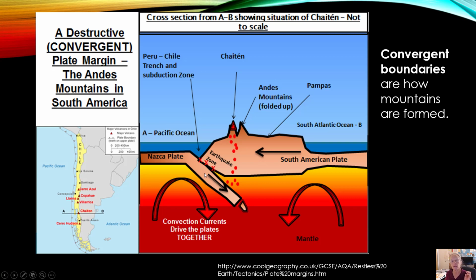So the Nazca Plate is denser than the South American Plate, so it subducts underneath it. At the very end of this lecture, I'm going to tell you why some crust is more dense than other crust, but we'll get to that later. So anyway, the Nazca Plate is heavier. It subducts. It says earthquake zone, right? Because you've got oceanic crust sliding underneath South America. That's going to do a lot of rubbing and cause a lot of vibration, right? So you're going to get earthquakes.